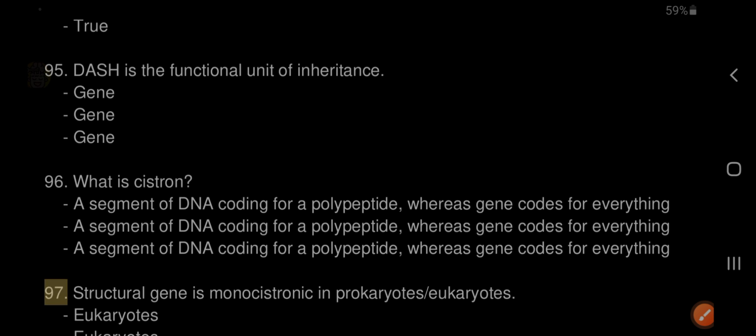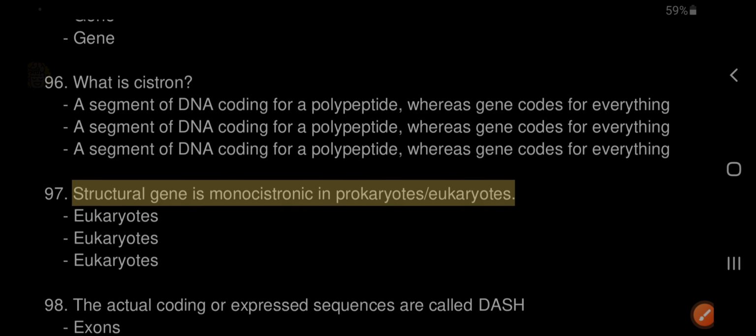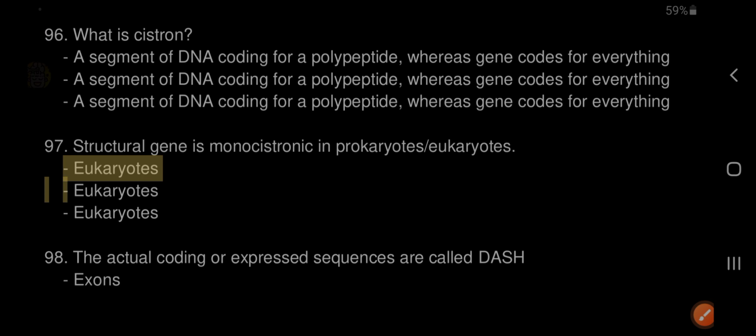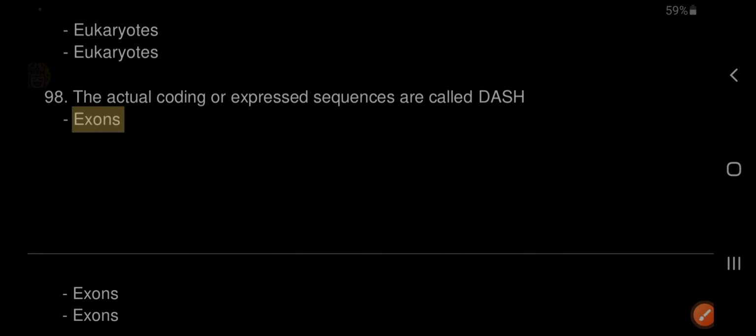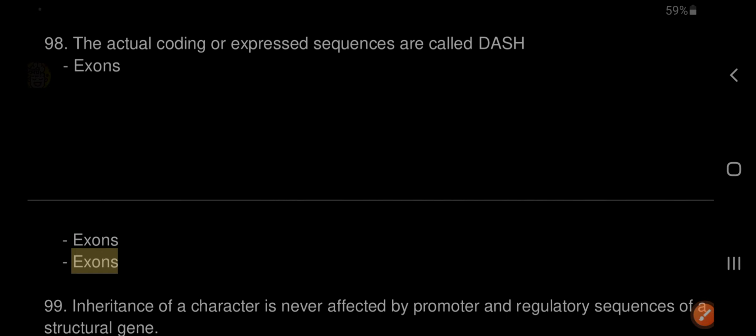97. Structural gene is monocistronic in prokaryotes, eukaryotes? Eukaryotes. 98. The actual coding or expressed sequences are called dash. Exons.